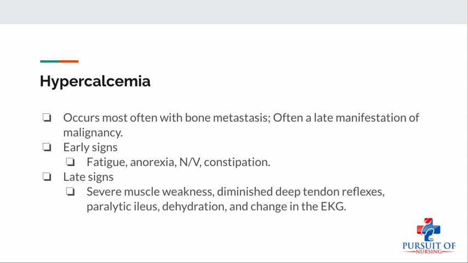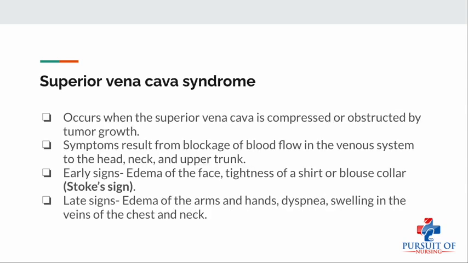All right, hypercalcemia. Hypercalcemia most often occurs with bone mets. It's often a late manifestation of malignancy. So early signs include fatigue, anorexia, nausea, vomiting, constipation. Whereas your late signs are going to be severe muscle weakness. You're going to have diminished reflexes, maybe paralytic ileus, dehydration, and even a change in the EKG.